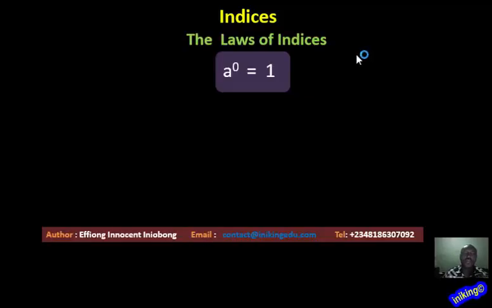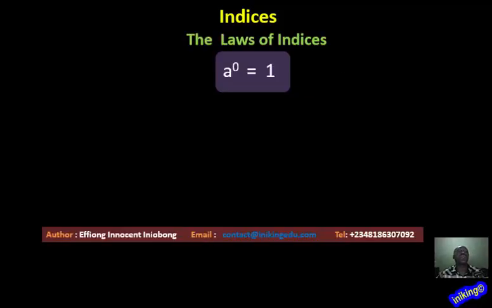This is the last video clip for the laws of indices. The last law we are going to look at states that any number raised to the power of 0 is equal to 1. Yes, any number at all. This law has been true even before now, and I'm very sure this rule will still remain.